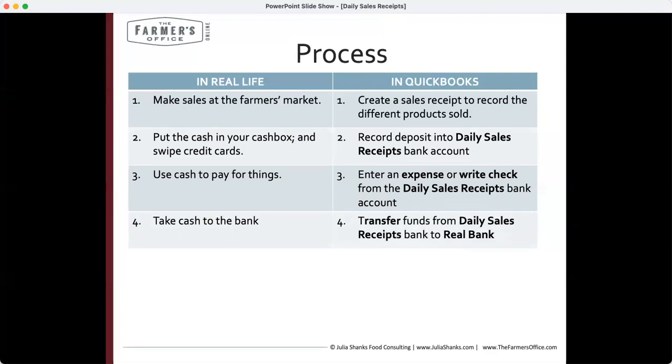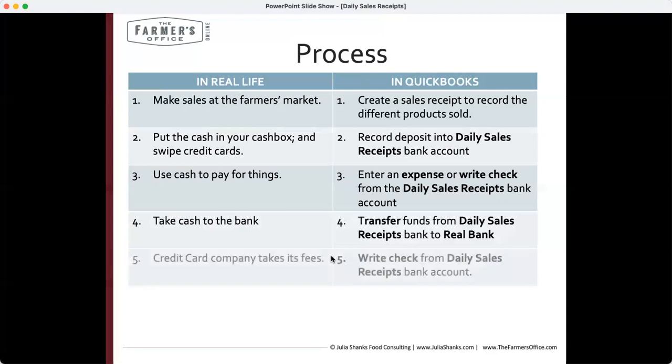Okay, good. Keep going. We're going to make a transfer because we have it in a quote unquote fake bank, and we're transferring it from the fake bank to the real bank. Yes, exactly. Now, when the credit card company takes their fees, they're taking it from the fake bank. So we need to write a check or enter an expense from the daily sales receipt bank to account for that credit card expense, those processing fees.